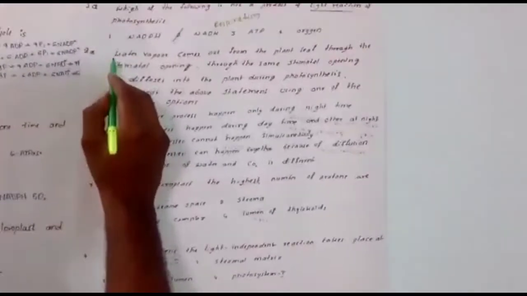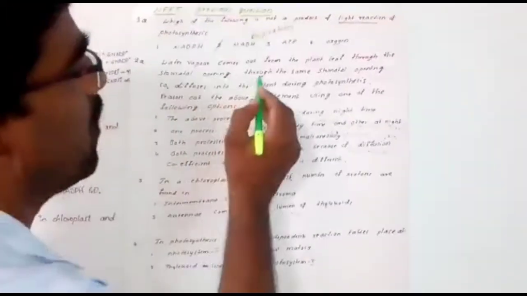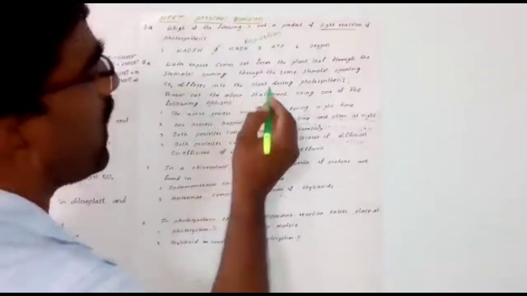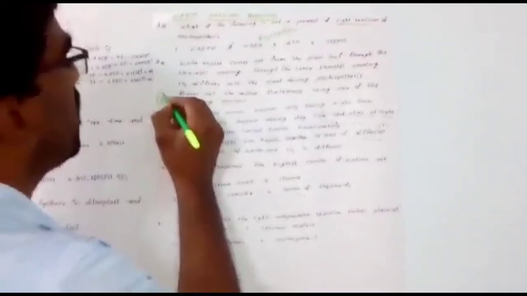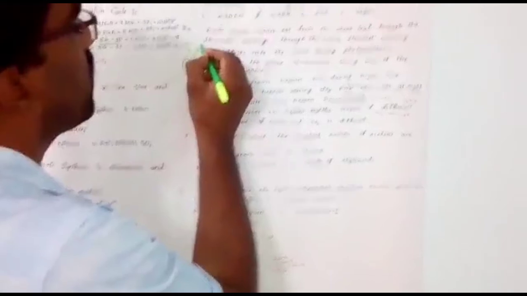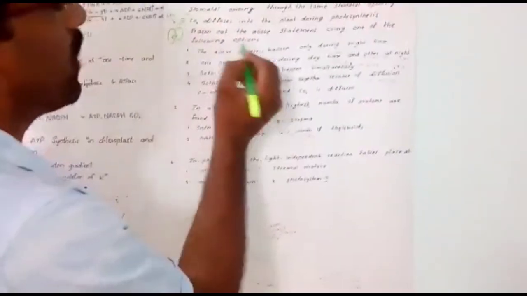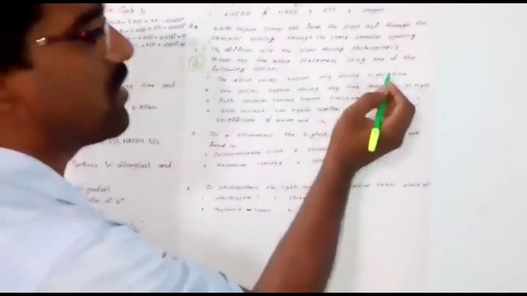The second question is: water vapor comes out from the plant's leaf through the stomatal opening, and through this same stomatal opening, carbon dioxide diffuses into the plant during photosynthesis. Reason this out using one of the following options. In the stomatal opening, carbon dioxide comes inside while water evaporates outside. Option one: the above process happens only during night time. No, photosynthesis takes place during night time as well as daytime, but more in daytime and less at night.